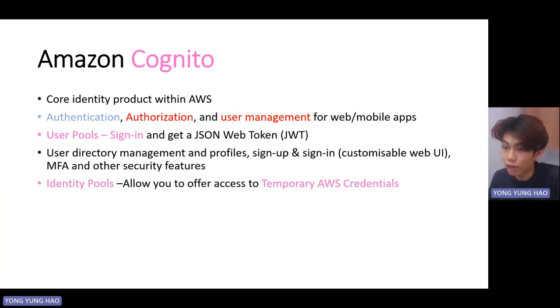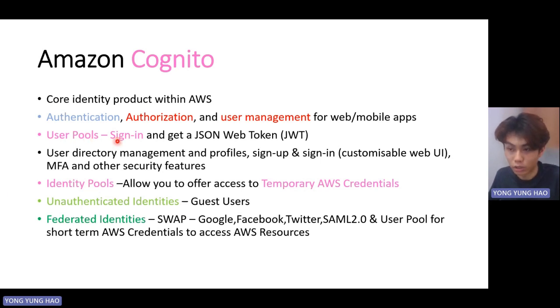Now, the aim of the identity pool. The aim of the identity pool is to allow you to offer access to the temporary credentials that we mentioned just now. In the identity pool, we have two kinds: the unauthenticated identity, sorry for that just now, which is for the guest user, and we could also have the federated identity. We can use this federated identity for social sign-ins like Facebook, Google, Twitter, and SAML 2.0, and others, to get short-term AWS credentials.